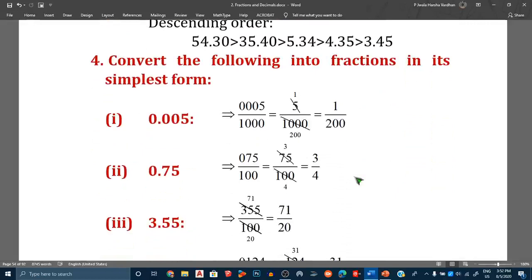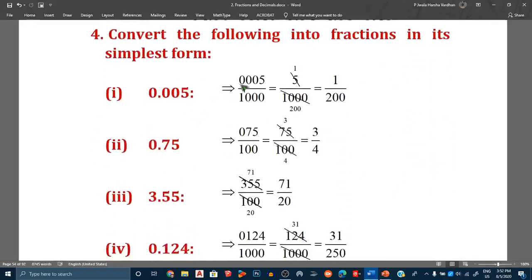Next, convert the following into fractions and write them in their simplest form. Means first convert the given decimal forms into fractions. So you know how to write the given decimals as fractions. First you remove the point. What is the decimal number here? 0.005. So remove the point and write it in the numerator, and in the denominator write 1 followed by as many zeros as the number of digits in the decimal place.